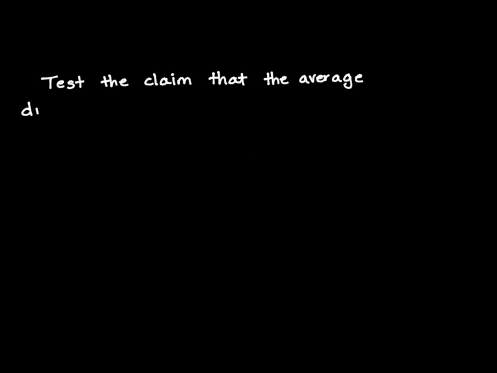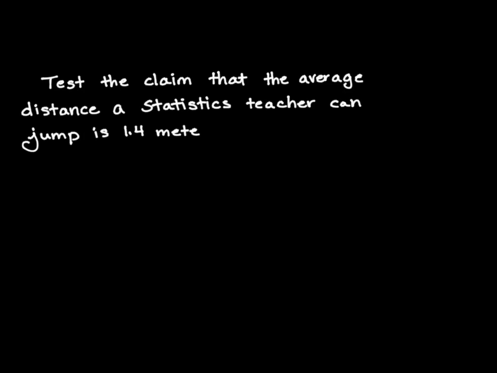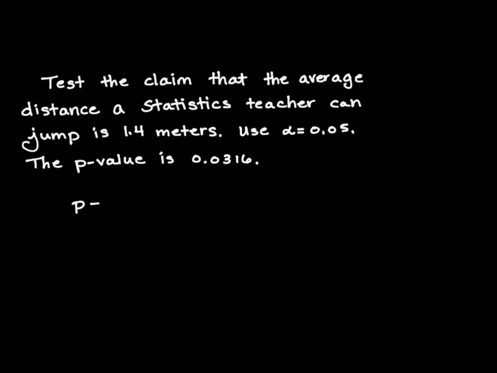So let's see this in action. We're going to test the claim that the average distance a statistics teacher can jump is 1.4 meters using alpha equals 0.05, and the p-value is 0.0316. So what does this mean? We have p is 0.0316 and alpha is 0.05. Since p is less than alpha, we're going to reject the null hypothesis.